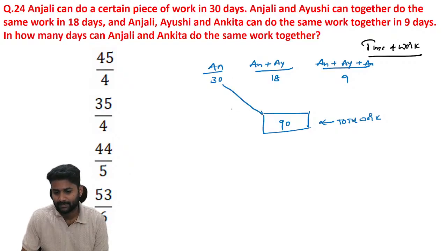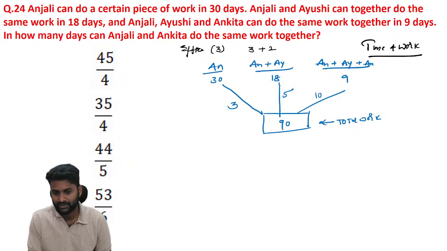Anjali takes 30 days, so per day she completes 3 units. These two persons take 18 days, so their efficiency is 5 units. These three people take 9 days, which means efficiency is 10. Let's understand the efficiency values. Anjali is 3 units. If Anjali is 3, then Ayushi is 2, because the sum becomes 5. If Anjali is 3 and Ayushi is 2, then the total efficiency is 10, so definitely Ankita is 5.